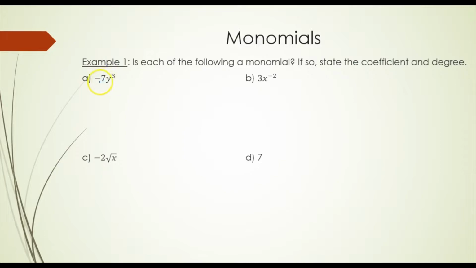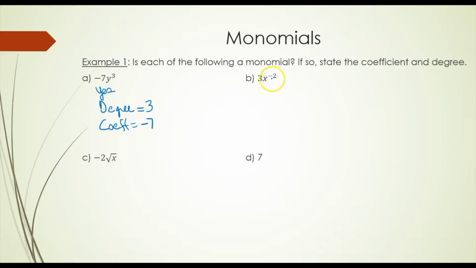So in part A, let's focus on what is the power on y. It is 3, so part A is yes. In this situation, the degree is 3. That's the power on the variable. And the coefficient is -7. That's the number out front.